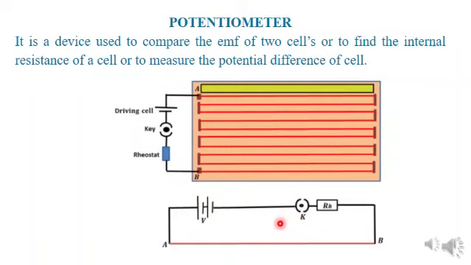This is the potentiometer wire, and end A of the potentiometer wire is connected to the positive terminal of the cell. Then from the negative terminal of the cell to the key, then to the resistance box or rheostat, and finally to end B. When the key is pressed, current I flows through the potentiometer wire from A to B. Potential gradually decreases from A to B.